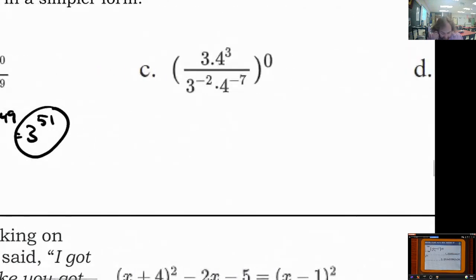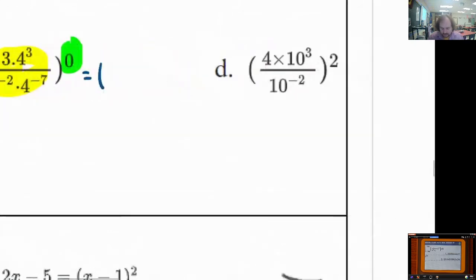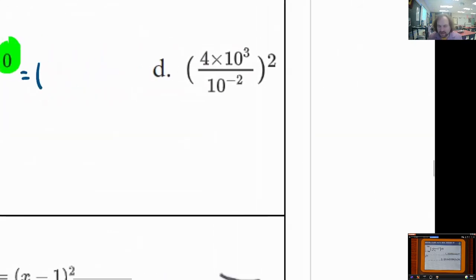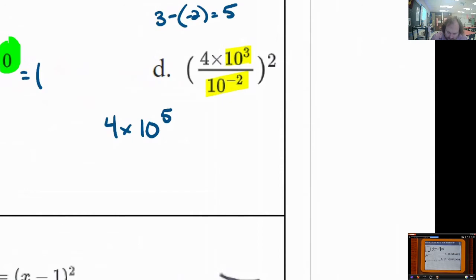Question C is the easiest question I've given you in a long time. All this stuff does not matter because it's being raised to the 0 power, which equals 1. End of story. Question D, this is a scientific notation problem. Don't panic about these too much. They're actually really simple. The only thing you got to do in the first step is 10 to the 3rd divided by 10 to the negative 2nd. That's going to be 4 times 10 to the 5th power, because 3 minus negative 2 is 5. And then this is all being squared.